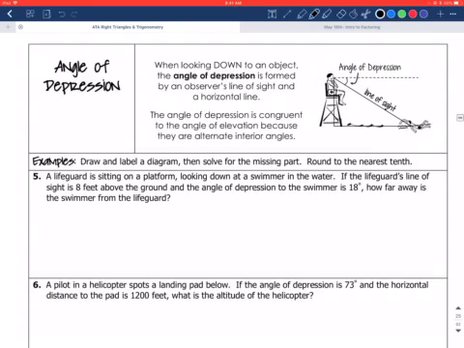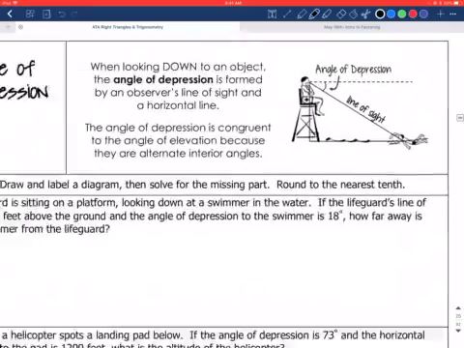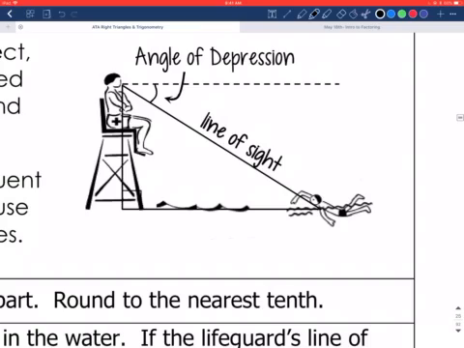Now, angle of depression is one that a lot of people get wrong quite a bit, but I need you to focus on this picture right here, okay? So we have a lifeguard looking down at a swimmer, and there's still that horizontal line that I mentioned before. That is going to be the key to everything. Don't forget that horizontal line going from whatever is looking or wherever you're starting that angle. And then it's going down, but we are not using this angle right here. We're using the one above it that the horizontal line and the line of sight make.